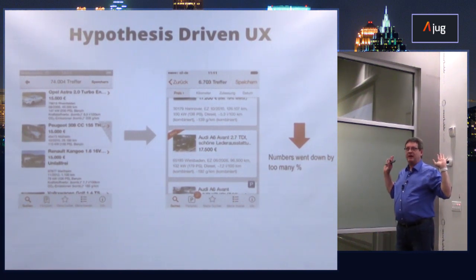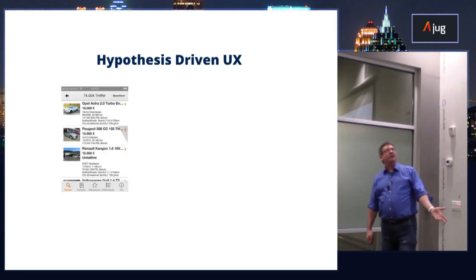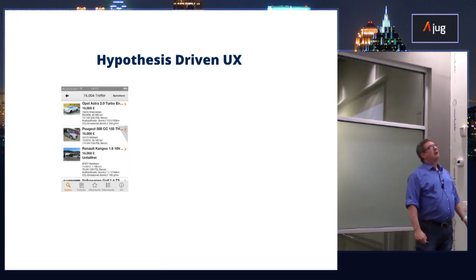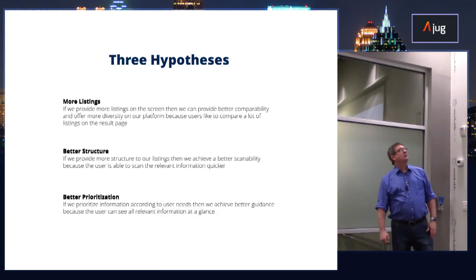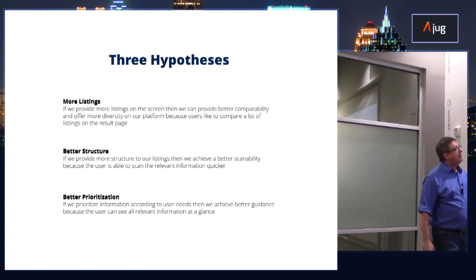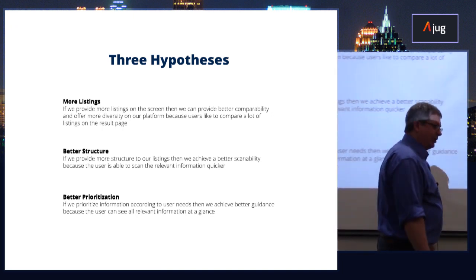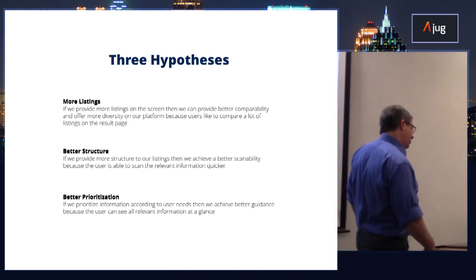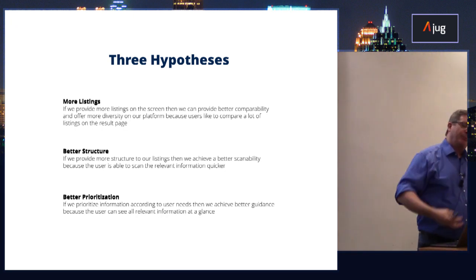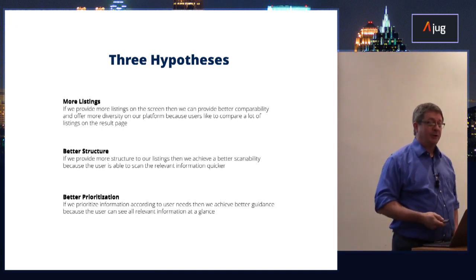They said, whoa, we've got to decide how to fix this, but this kicked off this giant debate within the company. What do our users actually like about our application? And they came up with 3 hypotheses. More listings, if we get more listings on screen, then we get better comparability. Better structure, if we structure our listings better, that makes it easier to scan and we can learn stuff faster. Or is it better prioritization? If we learn a bunch of stuff about our users and prioritize a list based on what they really want, maybe that's what they'll like better.